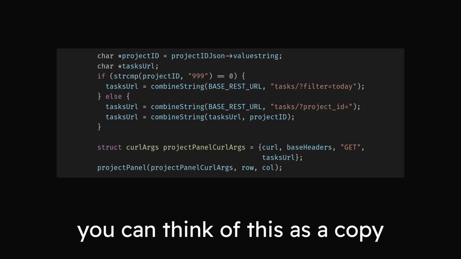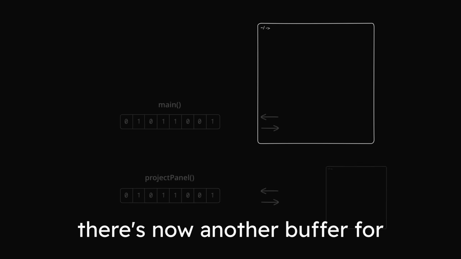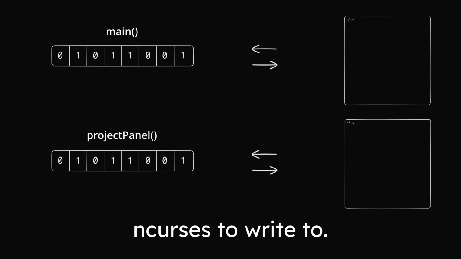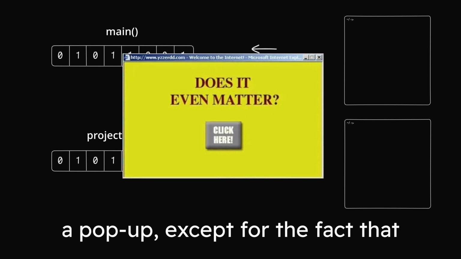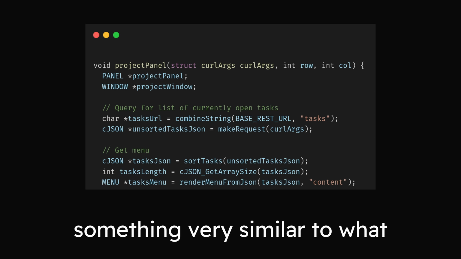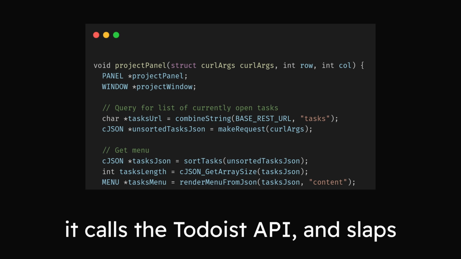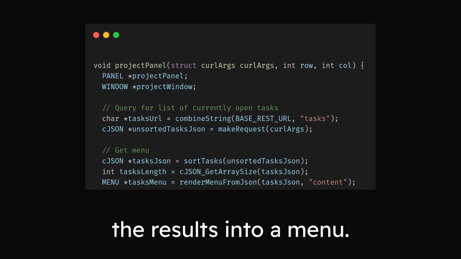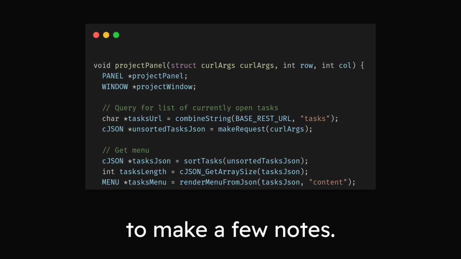You can think of this as a copy of the main function. What it does is it makes a new Ncurses window, which means that there's now another buffer for Ncurses to write to. You can kind of think of this like a pop-up, except for the fact that it takes up the entire screen. Then, as I just said, it does something very similar to what the main function does. It calls the Todoist API and slaps the results into a menu. There's a lot going on here, so I want to make a few notes.